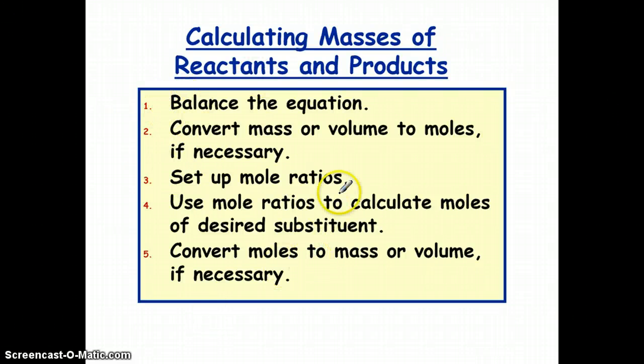When you want to solve a stoichiometry problem, there are a couple of steps you should look at. First, you should balance the equation. Second, you need to convert your mass or volume, whatever you're given, to moles if that's necessary. If you started with moles, you don't even need to do this step. Then you're going to set up your mole-to-mole ratio. This is what's going to enable you to use the coefficients from the balanced equation to get from one substance to another.